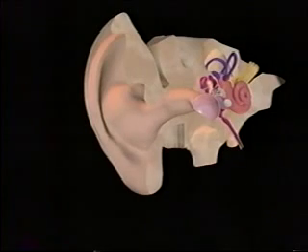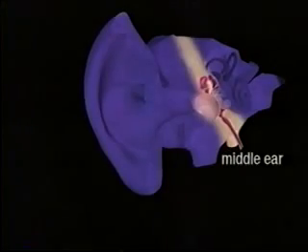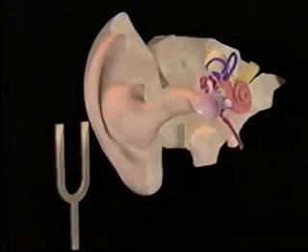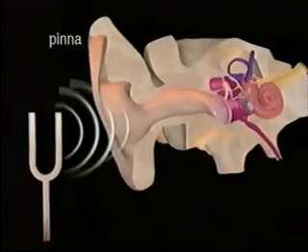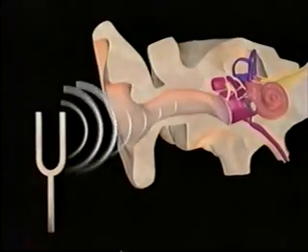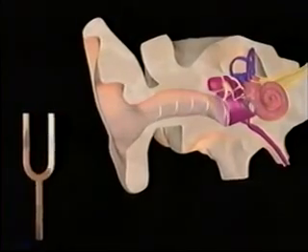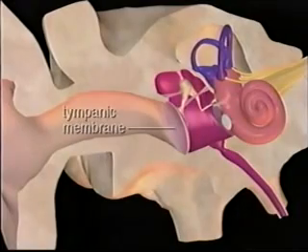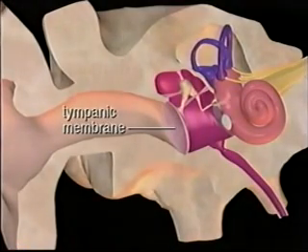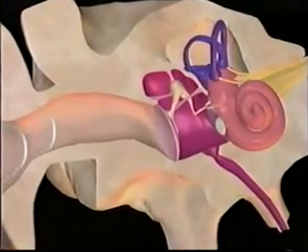The human ear is divided into three compartments: the external ear, middle ear, and inner ear. The external ear is the auricle, or pinna, a cartilage-supported fleshy flap that helps to funnel sound waves into the external auditory canal. Sound waves travel down this canal to the tympanic membrane, a thin sheet of connective tissue also known as the eardrum. When sound waves strike the tympanic membrane, it vibrates.